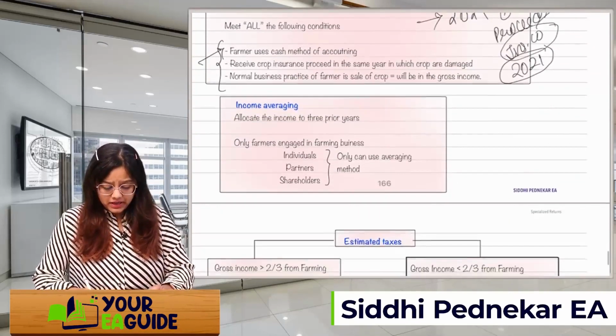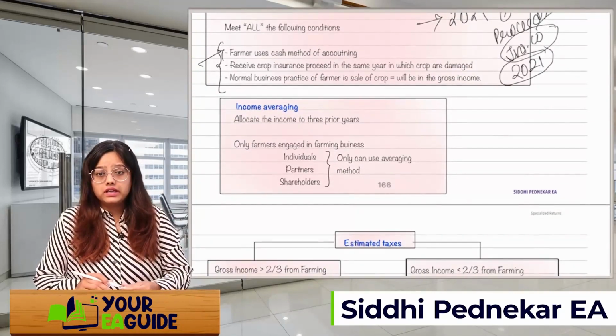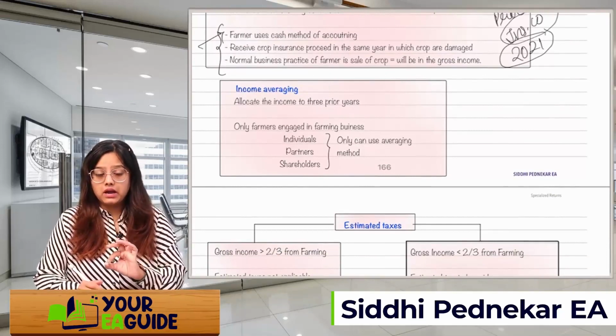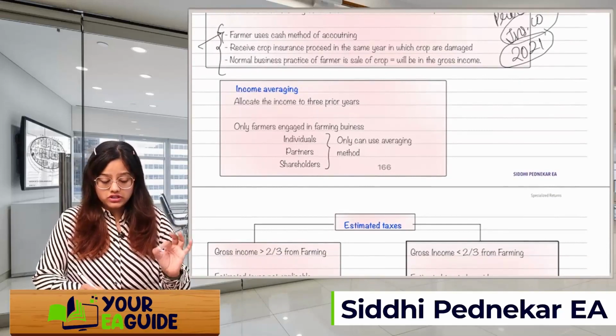Next is income averaging. Allocate the income to 3 prior years. Only farmers engaged in the farming business can allocate the income into the 3 previous years. So this is income averaging.